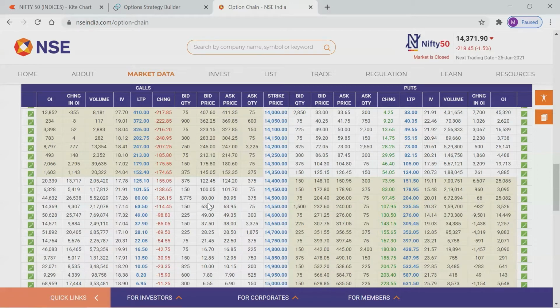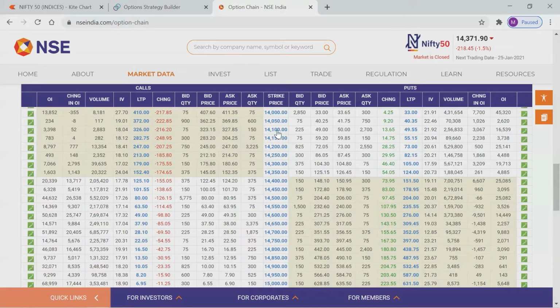Now I'll talk about calls. 14,400 is at the money, because here the color change happened. And 14,450, 14,500, 14,550 and 14,600, and 14,650, all these four or five strikes after the at the money are called out of the money call strikes. So 14,450 or 500 or 550 or 600 are called out of the money call strikes, and 14,300, 14,250, 14,200, 14,150 and 14,100 are called slightly out of the money put strikes.